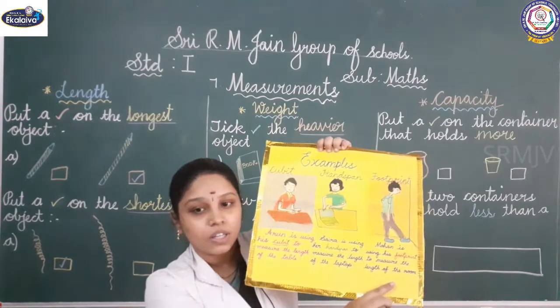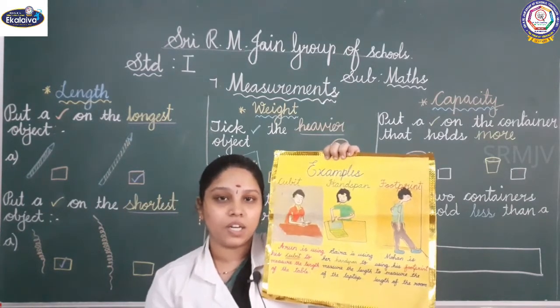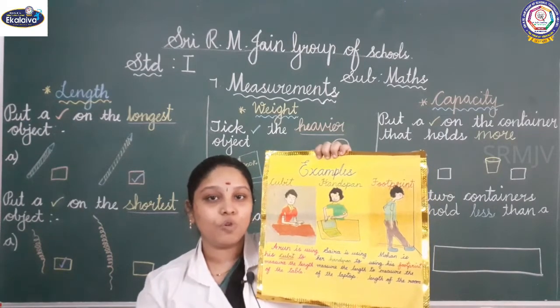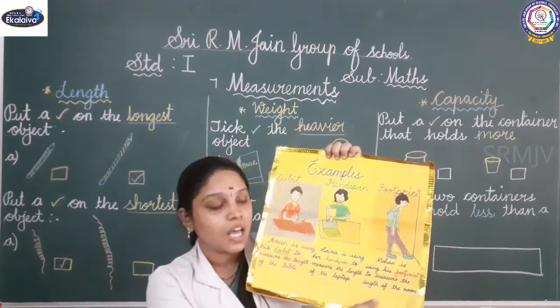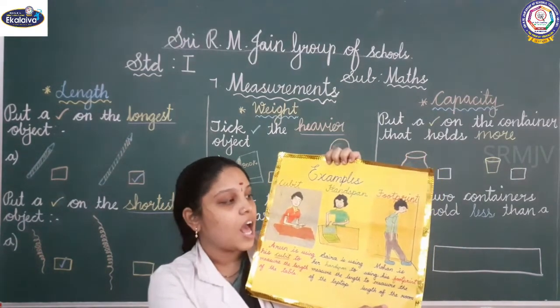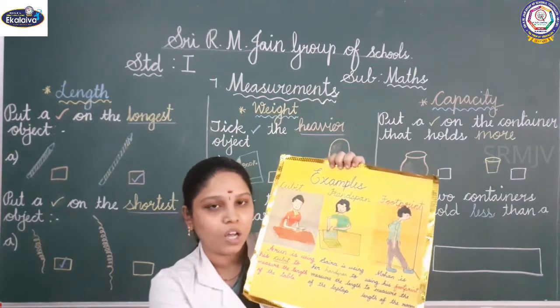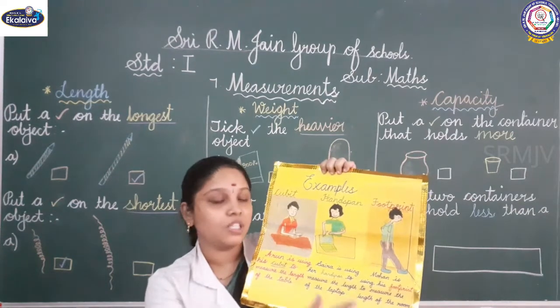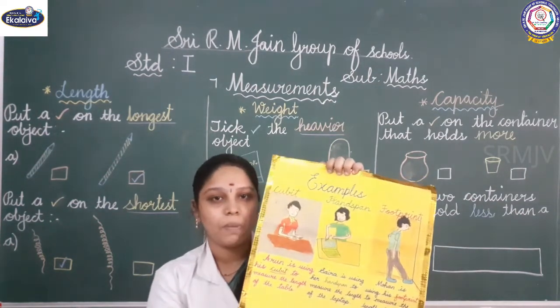And the third one, Mohan. Mohan is using his footprint. I told you the bottom of the leg, foot. He is using his footprint to measure the length of the room. These are some examples of measuring any object with the body parts.